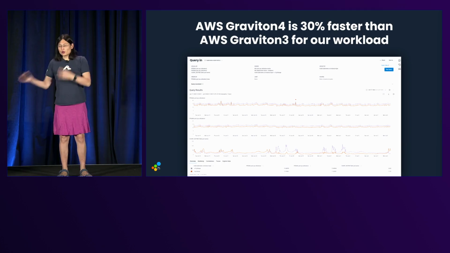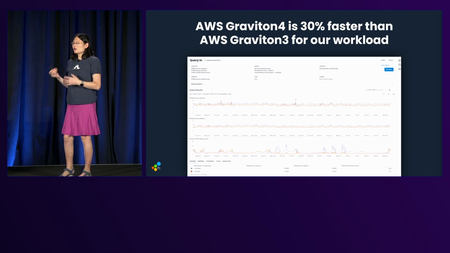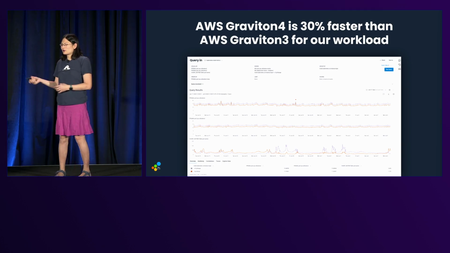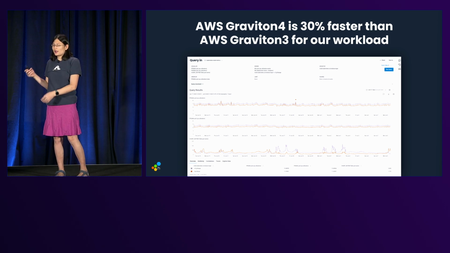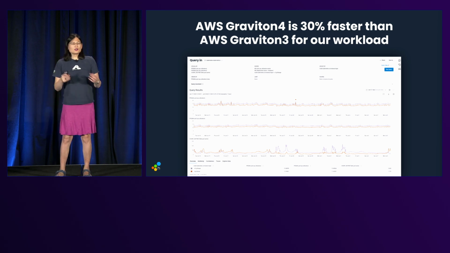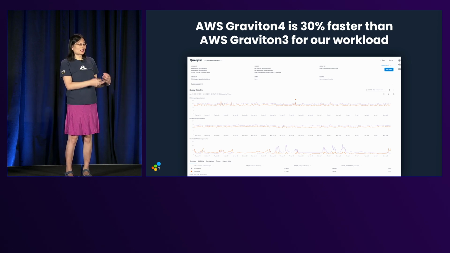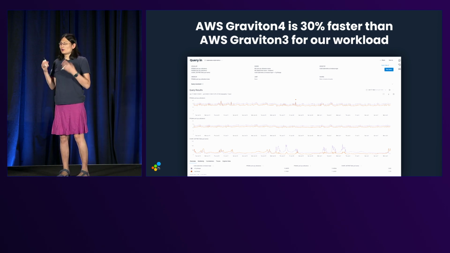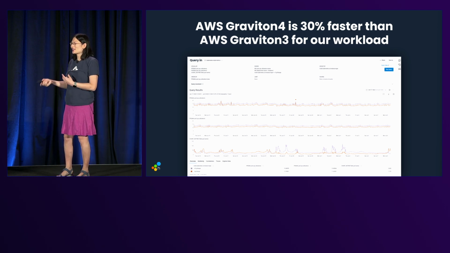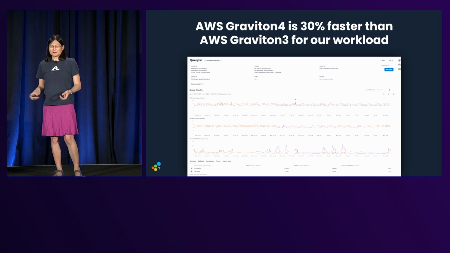So Graviton 4 for us, which came out recently, is about 30% faster than Graviton 3 for our workload. Again, your own mileage may vary. But I think one of the most powerful things about what AWS is doing with designing the Graviton chips is they're not just taking the Neoverse stock core design and applying it inside of AWS. They're also using data from real AWS customers about what kinds of instructions AWS customers execute. And then they design the chip to account for the most common patterns that AWS customers actually encounter. So our experience has been that we keep consistently seeing performance increases.